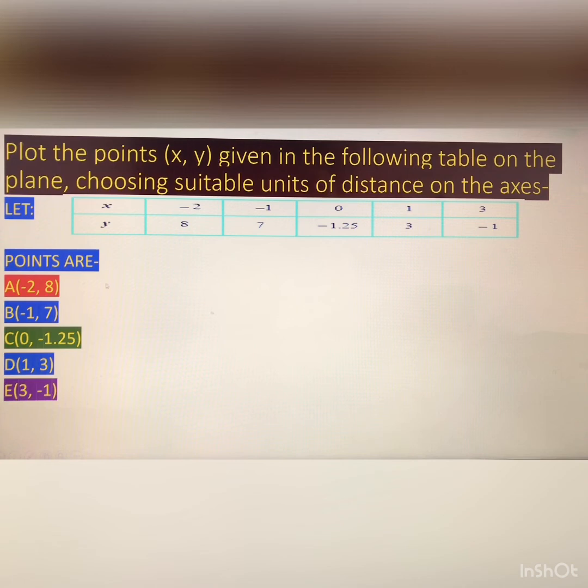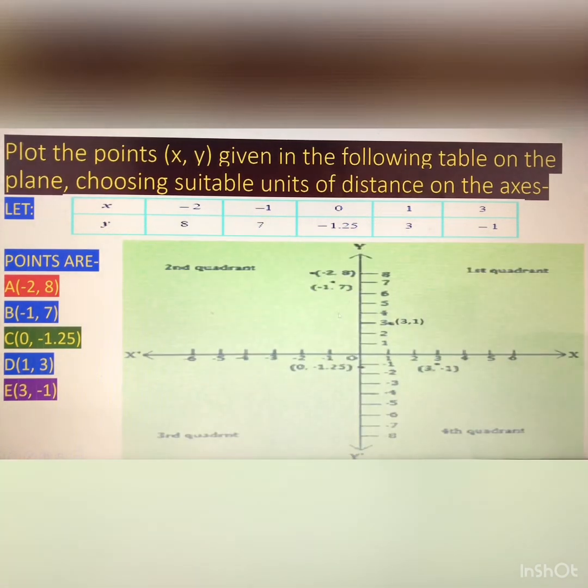So you represent these points on the graph paper. First point is (-2, 8), means this is the second quadrant, and you come on the x-axis -2 units and y-axis is 8. So just in front of 8 units you stop and mark a point. This is (-2, 8). And again (-1, 7). So you come on -1 on the x-axis and in front of 7 you mark a point. So this is the point (-1, 7).